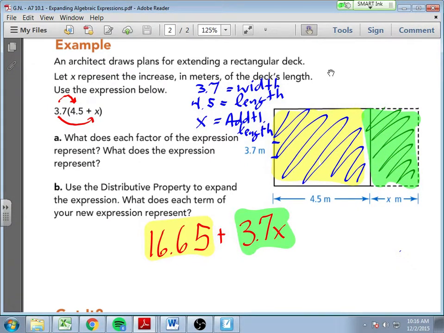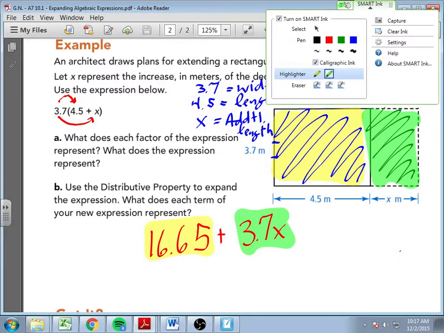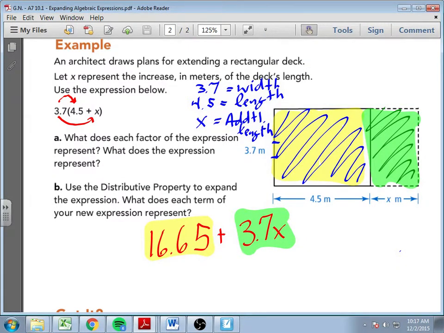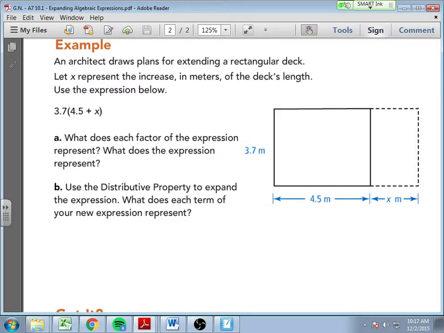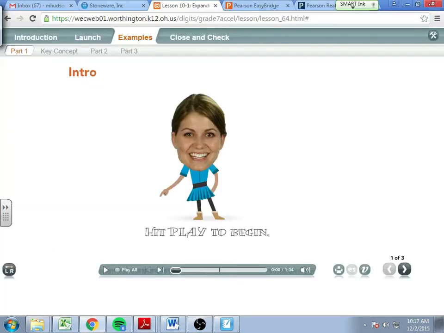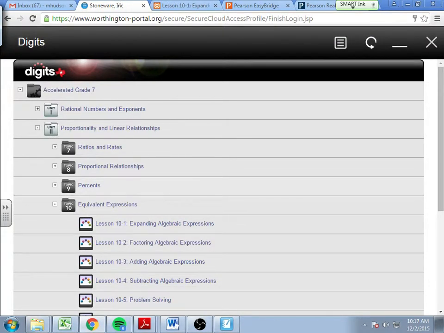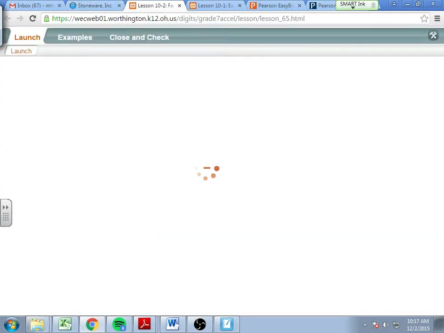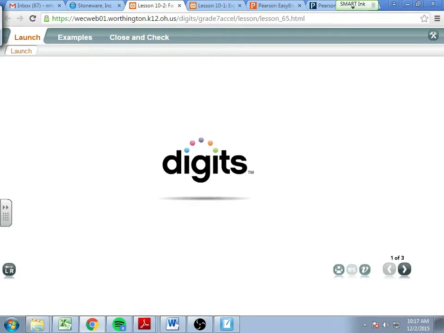So as soon as I decide how long my addition is going to be, then I'll know what the new combined area is. Questions, comments, concerns? Do you think we are good on this lesson to skip the final got it, because it's essentially the same thing? Yes, it is essentially exactly the same thing. All right, so moving on to 10.2. We are going to skip our lunch, I believe.